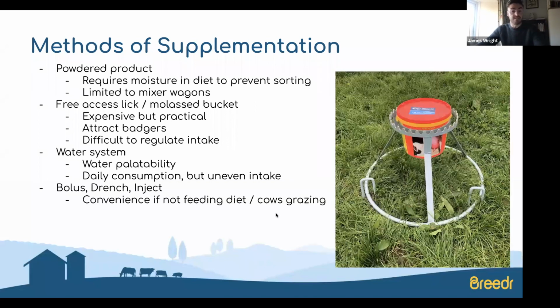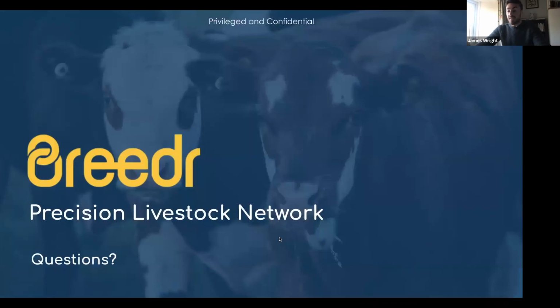And then there's boluses, drenches, injections. Again, convenience. If you're not feeding a TMR or some sort of diet, or you've got cows out to grazing, they can tend to cover you for up to 6 months. So relatively convenient. And that was kind of it, really.